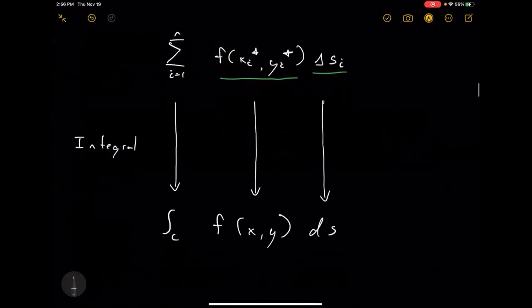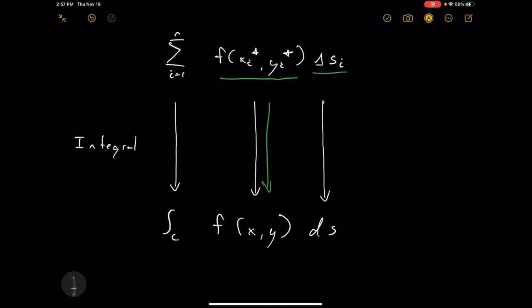Okay, and then I take the limit as I make those rectangles narrower and narrower. And what do I get? As usual, my summation sign becomes an integral sign. My functional values at these select points become just my general functional values, f(x,y), and then my delta s becomes my ds. Okay, and maybe these are pretty evident, right?